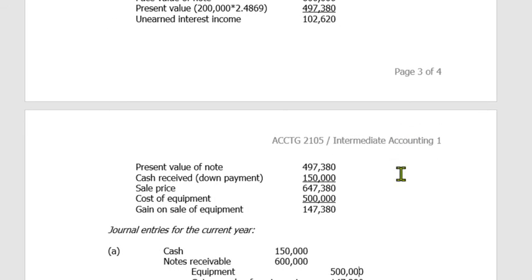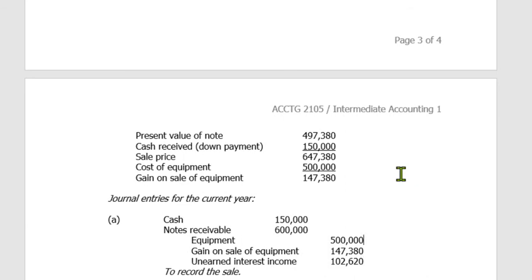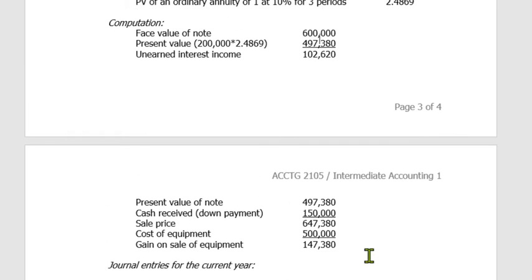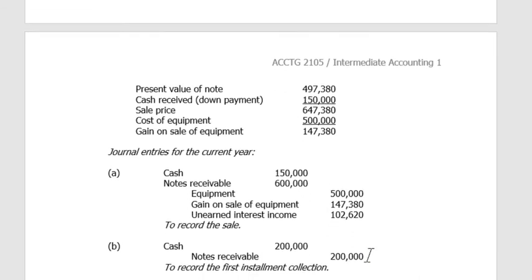Kaya, credit equipment ka dyan. Binenta niya yung equipment niya. Baka may possibility na baka meron na siyang bagong equipment, kaya kino-convert na niya into liquid assets itong mga iba niyang property. So, credit equipment ka dyan. Credit ka ng gain on sale of equipment, yung na-compute natin kanina. And then, credit ka ng unearned interest income, yung na-compute natin kanina, 102,620. Okay, that's how you record the sale.